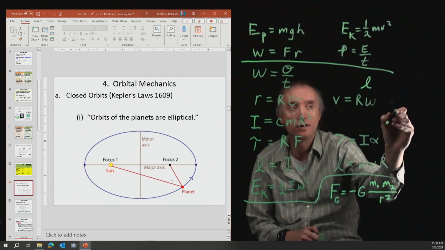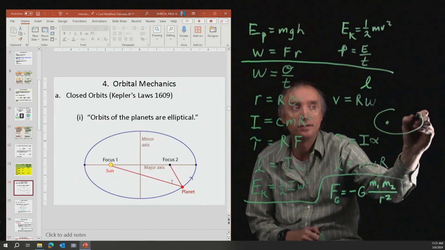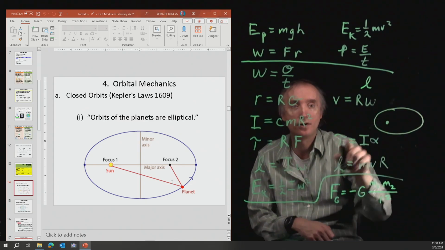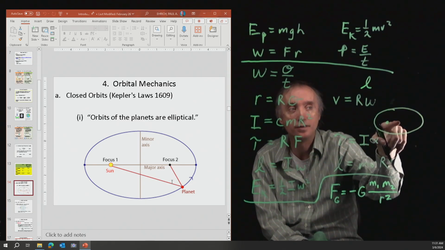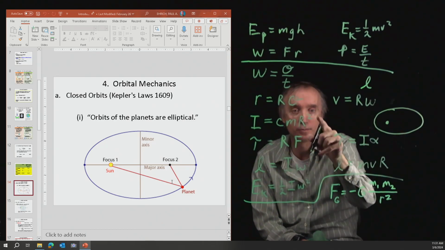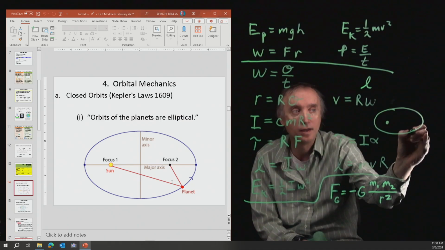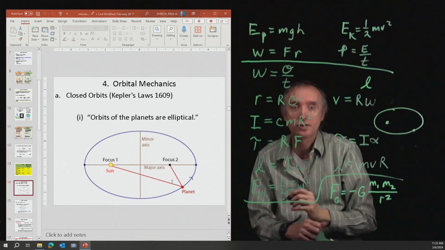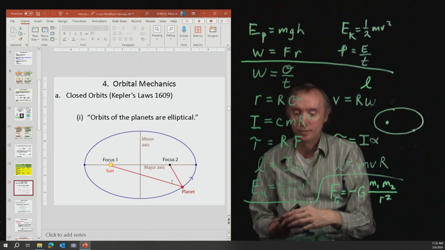So there's the star, and then that is an ellipse. Notice that the star is not in the middle of it, it's off to the side a little bit. And then the planet is over here, and it's in orbit around that star. So that's his first law of motion.